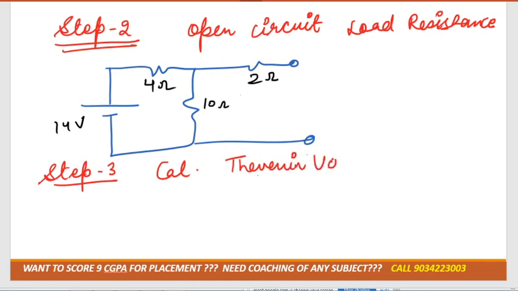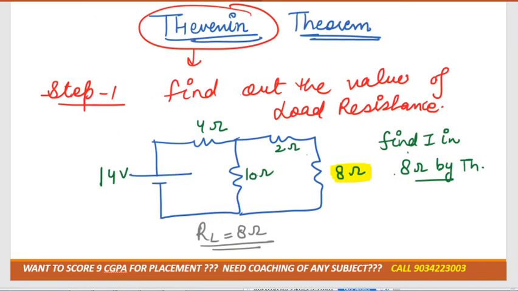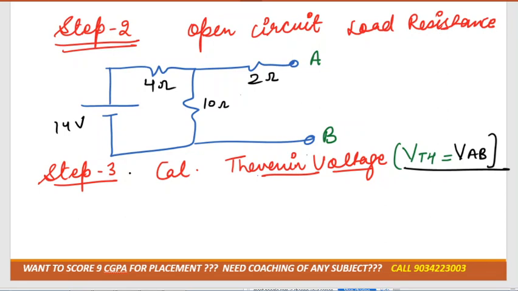Okay, Thevenin voltage, as Thevenin is a scientist's name, so it was named on his name only. Thevenin voltage is denoted by VTH. Suppose this terminal is A and this terminal is B, where load resistance was connected. So VTH must be equal to VAB always. So wherever the load resistance was connected, mark it A and B always in the circuit on your own.